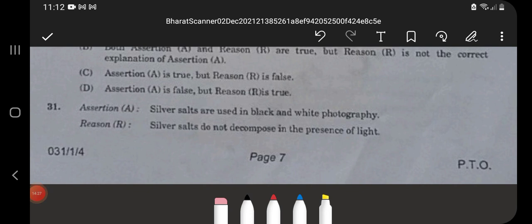Now, 31st question. Assertion A: Silver salts are used in black and white photography. Reason R: Silver salts do not decompose in the presence of light. 31st answer is C. Assertion A is true, but reason R is false.